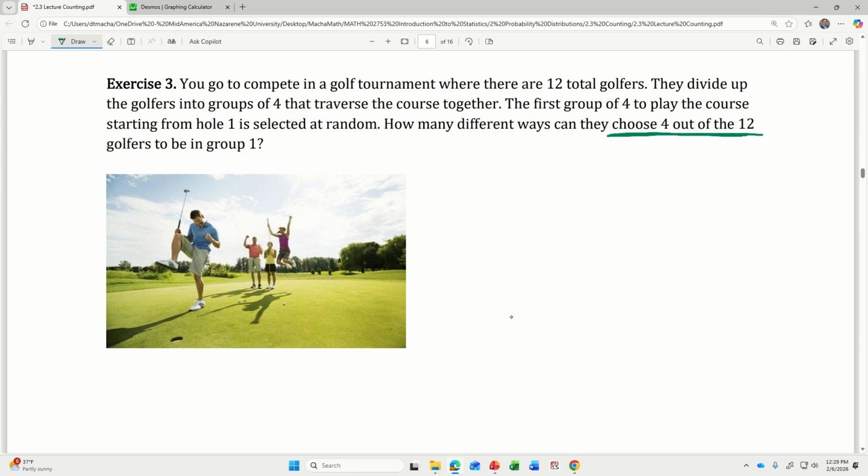So it's kind of like choosing 2 out of 6 blocks, but these numbers are larger, and so that makes it a little bit more of a mind bender to think all the way through. How many different ways can we choose 4 out of 12?